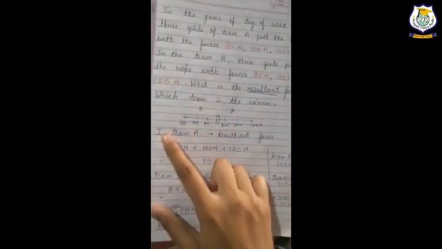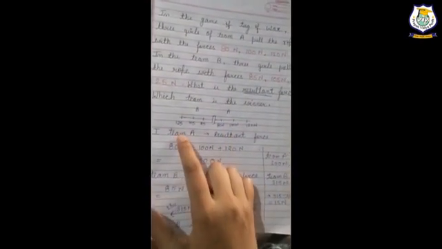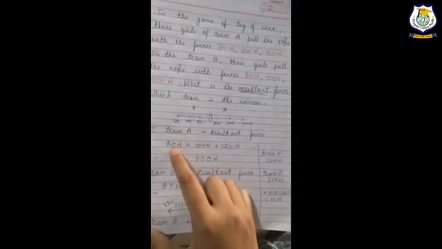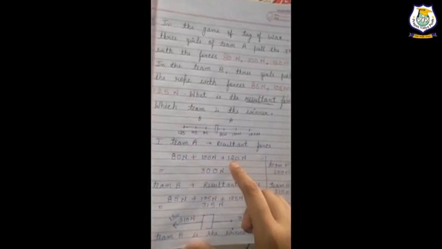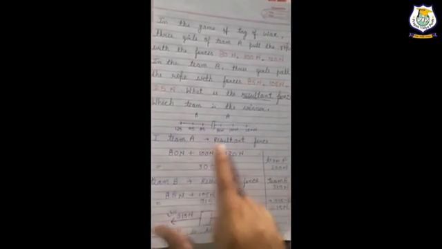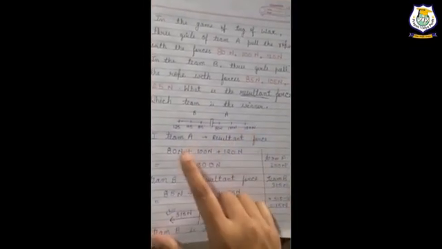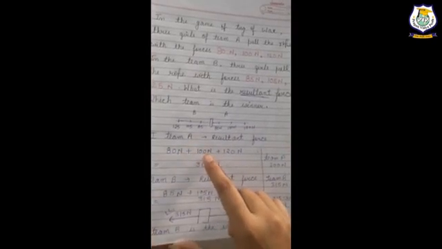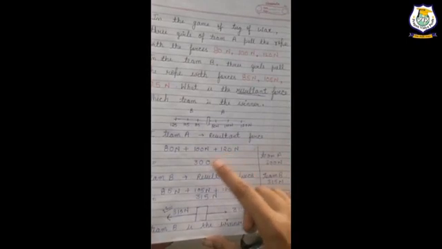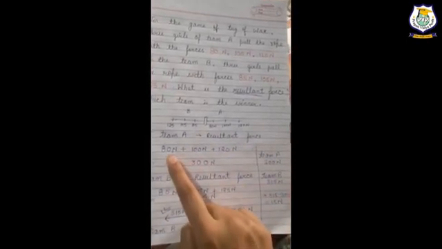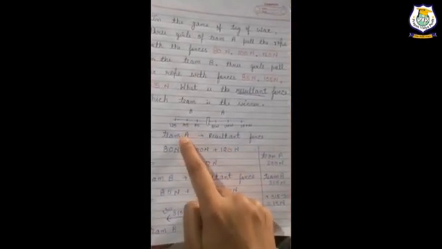Now, see the resultant force of team A. 80 Newton plus 100 Newton plus 120 Newton. We will add them for getting the resultant force. So 80 Newton and 100 Newton will be 180 Newton and 180 plus 120 will be 300 Newton. So the total resultant force of team A is 300 Newton.